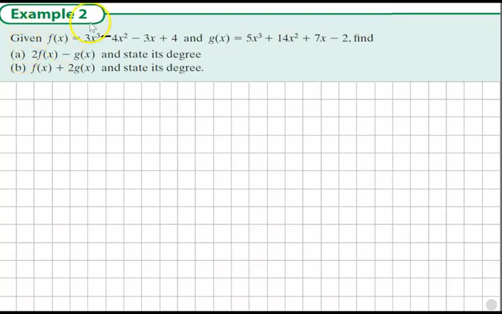Given f of x equals 3x cubed minus 4x squared minus 3x plus 4, and g of x equals 5x cubed plus 14x squared plus 7x minus 2, find a, 2 times f of x minus g of x and state its degree, b, f of x plus 2 times g of x and state its degree.